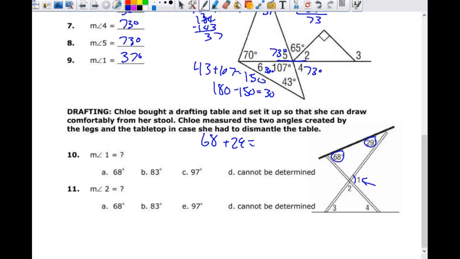Well, is there only one with a 7? That's going to be the answer. Well, let's do the math. So we know 68 plus 29, 17 carried 1. Oh, look, that was the answer. 97. So we know this is 97.